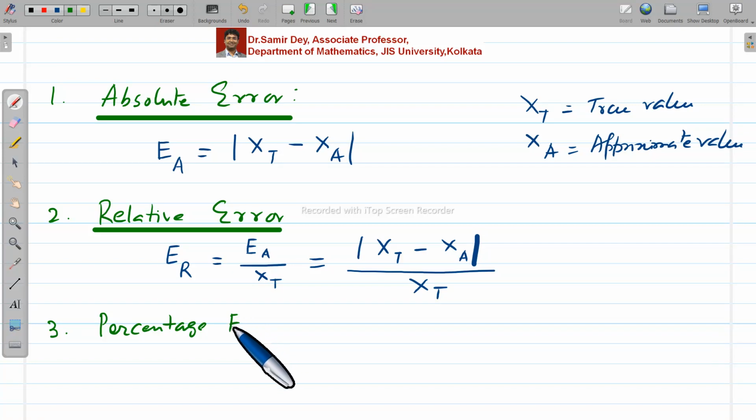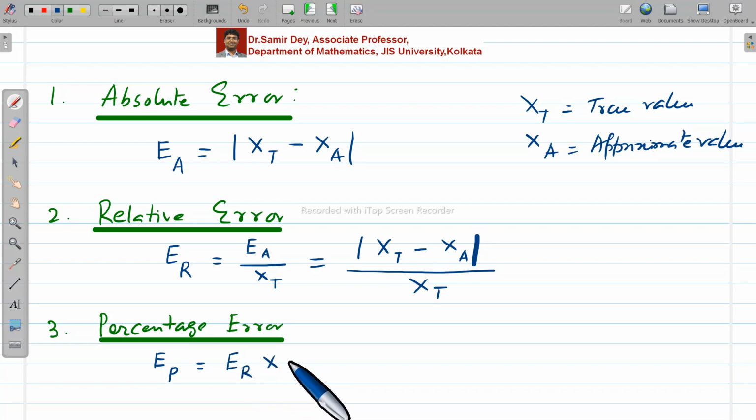Percentage error. Percentage, what will be the notation? Very good. EP. E stands for error, P stands for percentage. Percentage of error. Basically, relative error into 100, that is called percentage of error.